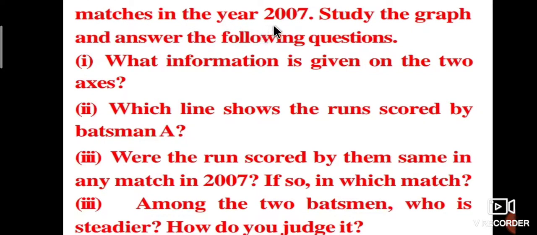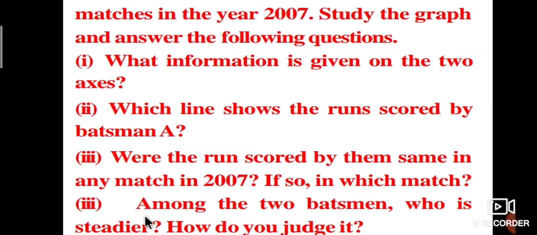Matches in the year 2007. Observe the graph and answer the following questions. Take the first example. First question: what information is given on the two axes? Second question: which line shows the runs scored by batsman A? Third question: were the runs scored by them the same in any match in 2007? If so, in which match?